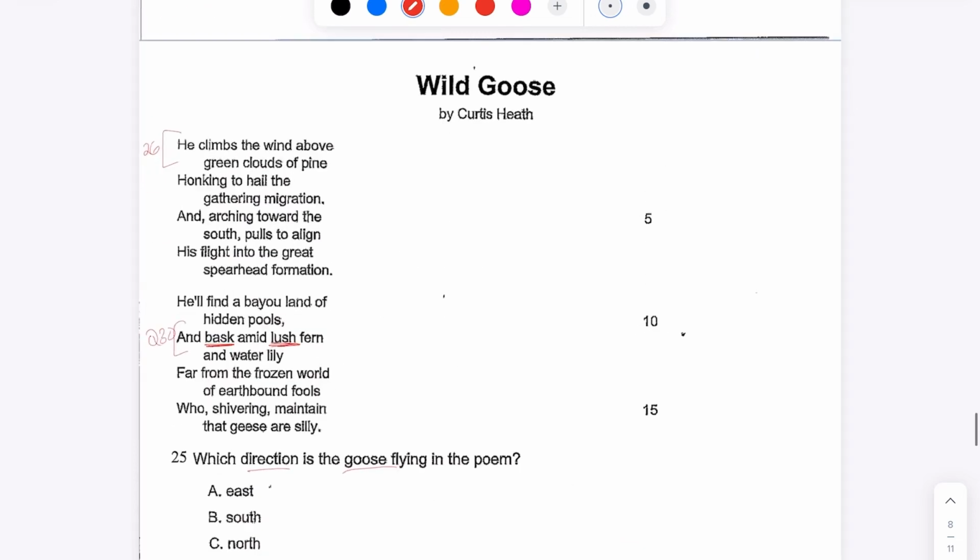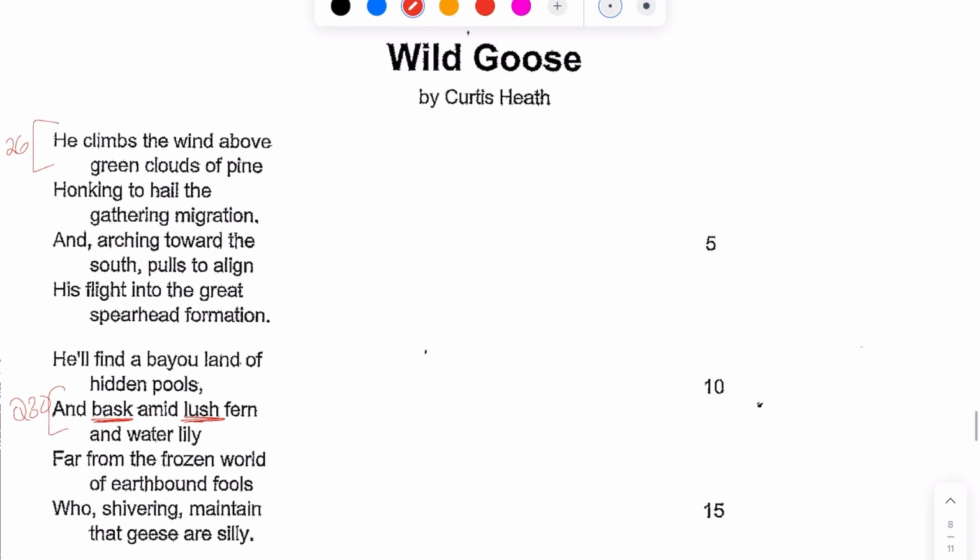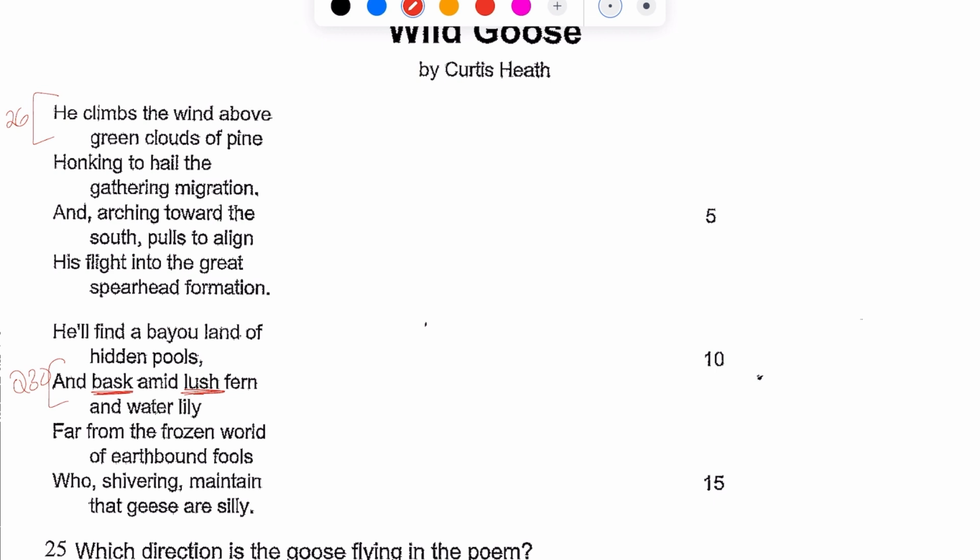All right, so let's start with the poem. So this poem is called Wild Goose by Curtis Heath. So the poem starts: He climbs the wind above green clouds of pine, honking to hail the gathering migration, and, arching towards the south, pulls to a line his flight into the great spearhead formation. He'll find a bayou land of hidden pools, and bask amid lush fern and water lily, far from the frozen world of earthbound fools, who, shivering, maintain that geese are silly.